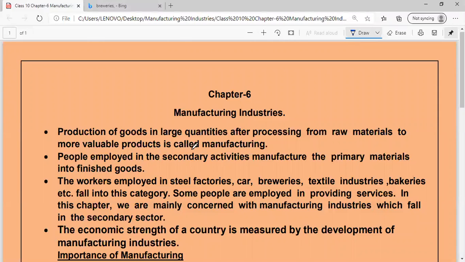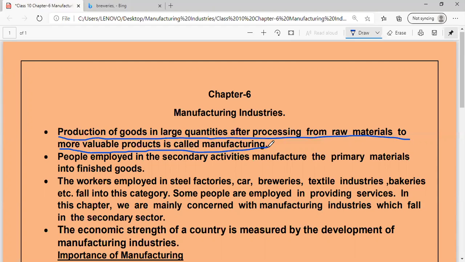That means we are cultivating rice in agriculture as a primary activity, and when we convert rice into flour or other value added products, then it is coming under manufacturing. The value of products is increasing, so that is called manufacturing. Like sugarcane, when you are processing sugarcane into sugar or jaggery, then the value addition is done, its value has increased, so that is what we call manufacturing.